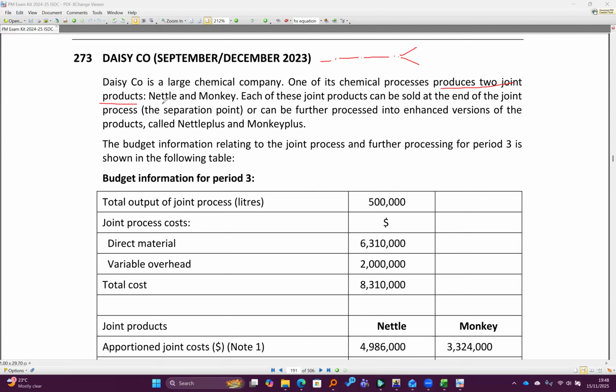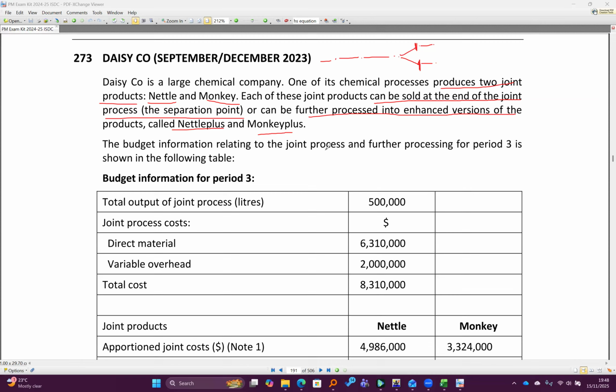But at some point we have Netto and we have Monkey. Each of them can be sold at the end of the joint process. So like we said, you can easily just sell them without processing them. We can further process them into enhanced versions of products called the Netto Plus and the Monkey Plus. So from here, you can go and make a Netto Plus and a Monkey Plus. Or you can just terminate from here and sell each of them.